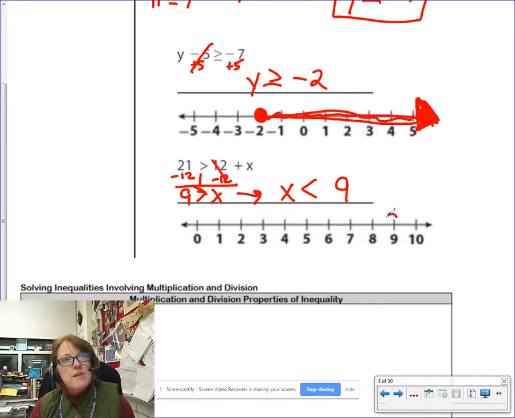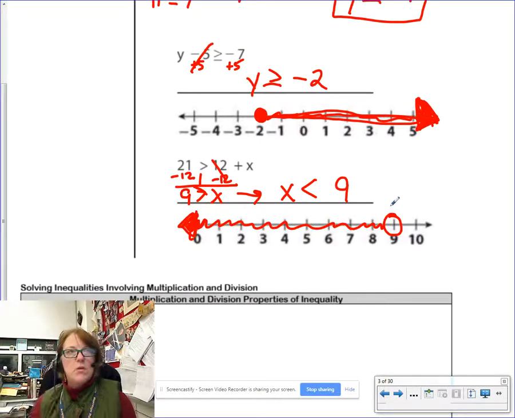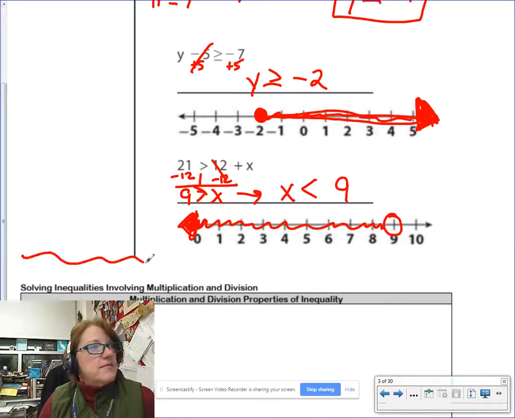My significant number is 9. Put an open circle. I'm going to shade to the left, so I'm going to shade all of this stuff here. Leave your circle open because you only have the less than sign. All right, we're going to stop here.